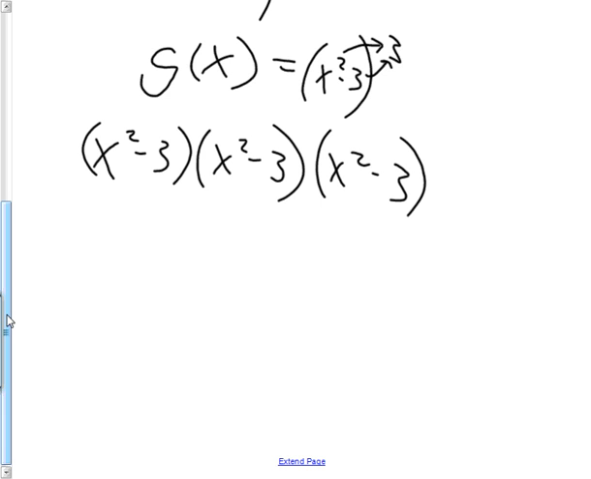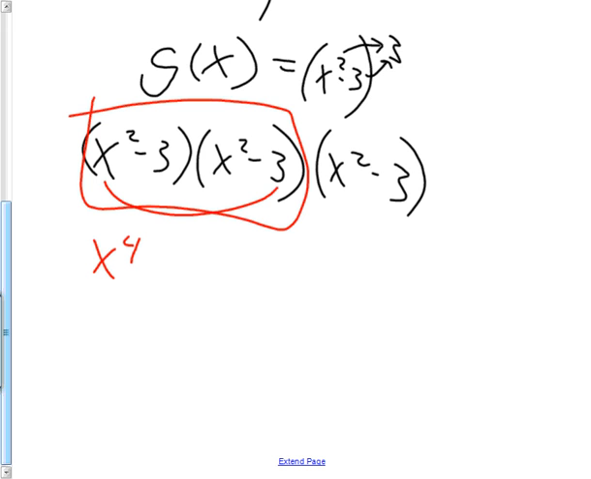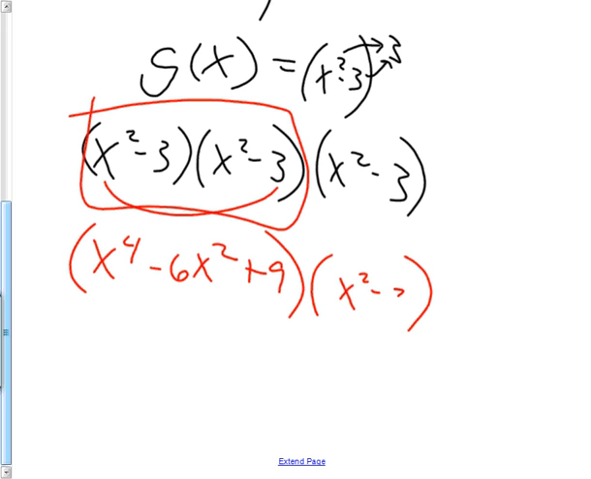But what you do is you FOIL this one. And once you're done with that, you'll have a triple. And that'll be x to the 4th minus 3x minus another 3x makes minus 6x squared plus 9. There, I did the first part. And now I got to do it times x squared minus 3.